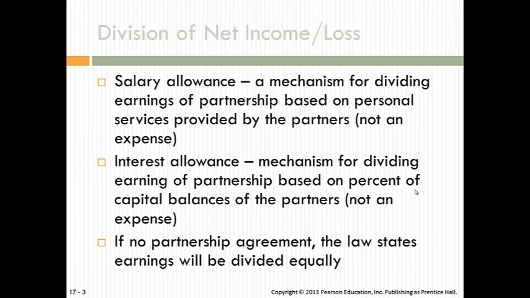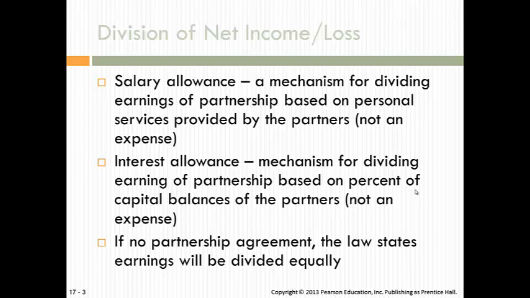The second term is interest allowance. An interest allowance is a method of dividing the net income of a partnership between partners based on the partner's capital balance. In this term, the word interest doesn't mean interest earned or interest expense. Instead, it means a partner's investment.